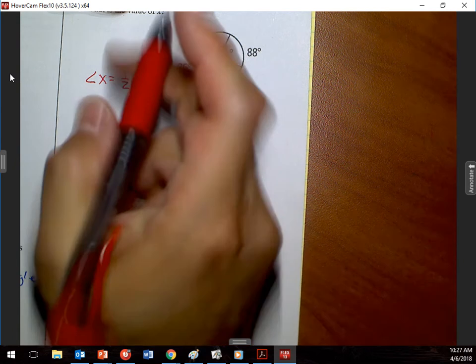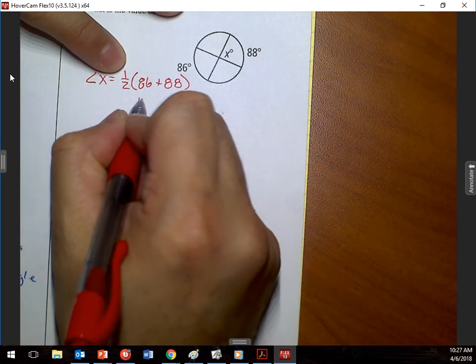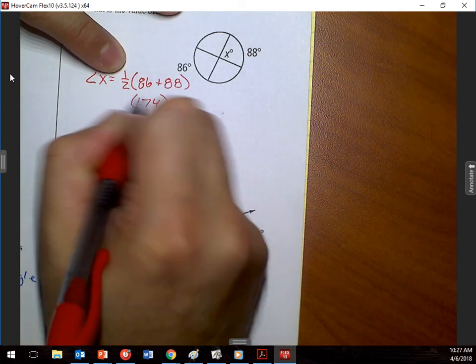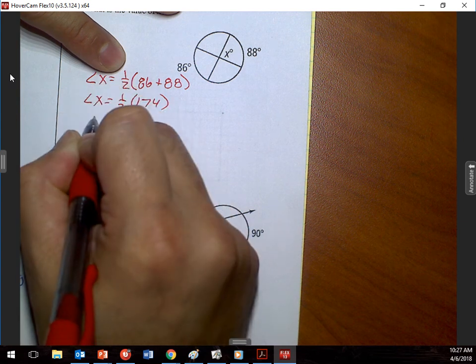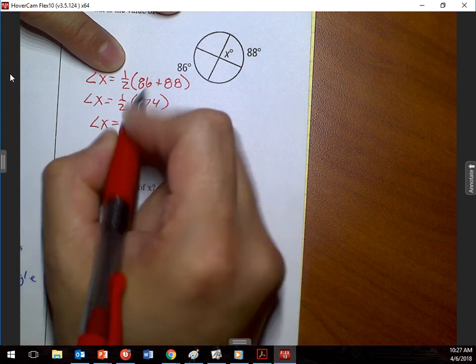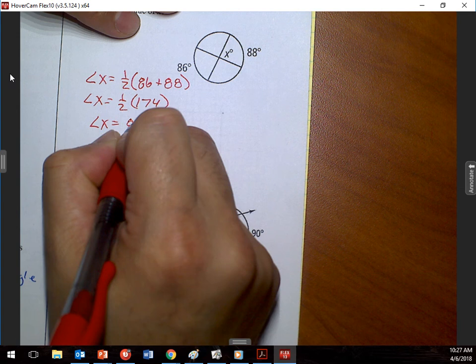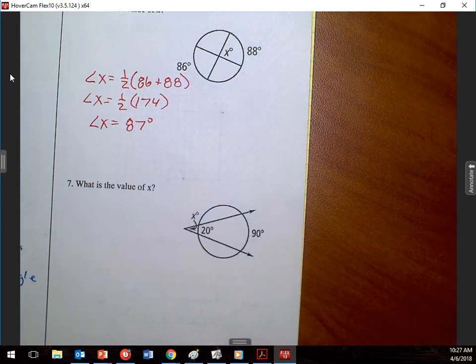Okay. So it's 174, is that what you said? Uh-huh. And it's half of that. 87. So angle x is 87 degrees.